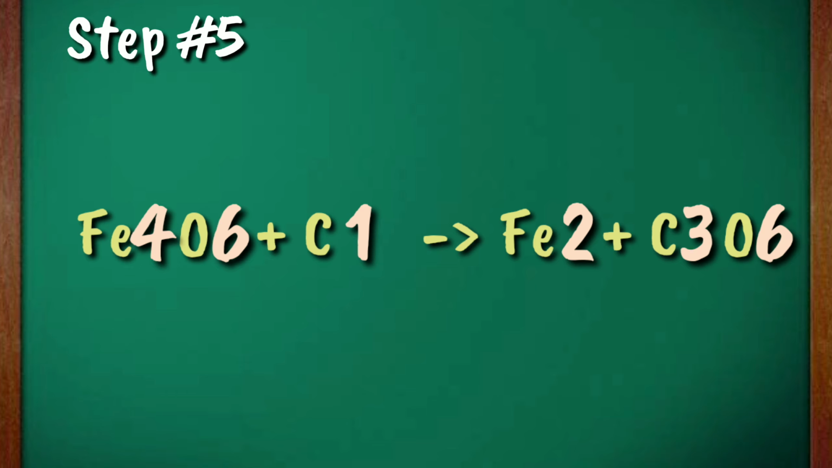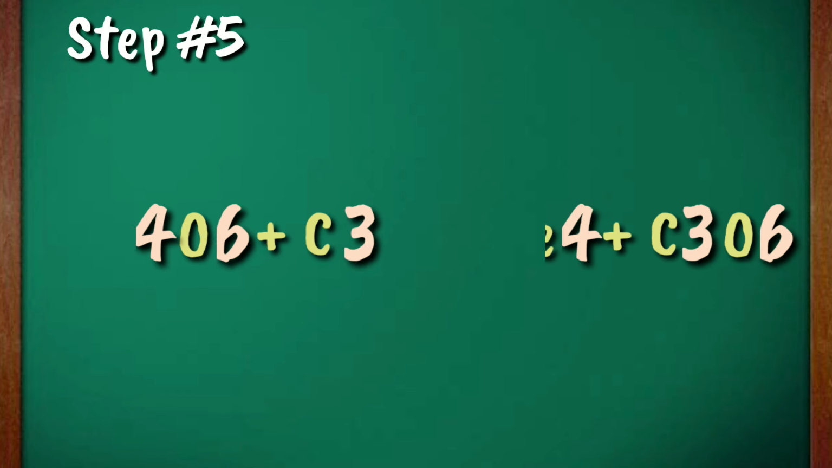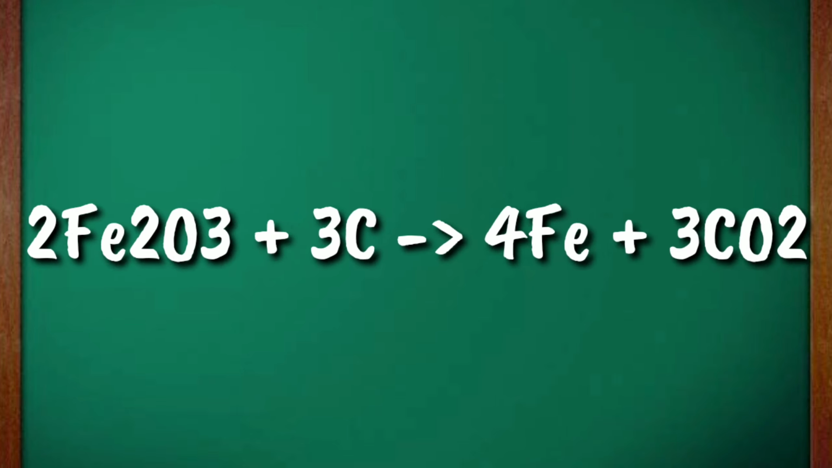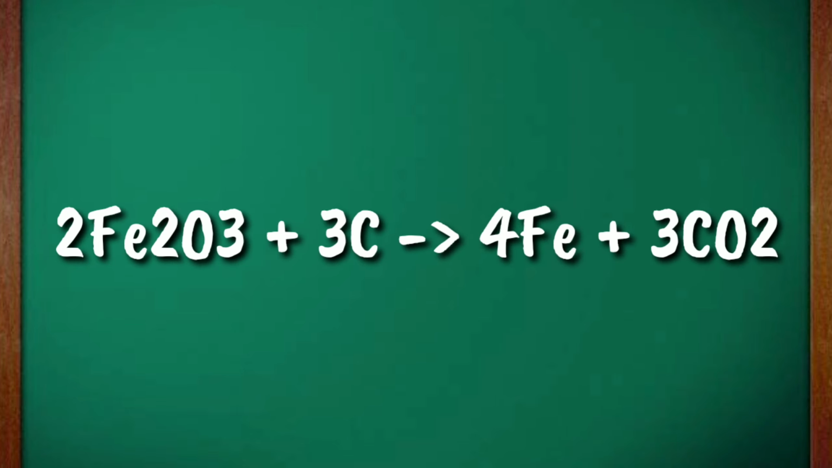Since we multiplied 2 to the oxygen in the reactant side, iron is now unbalanced. We must also multiply 2 to the iron in the product side. And since we multiplied 3 to the oxygen in the product side, there are now 3 carbon atoms, and we must also multiply 3 to the carbon atom in the reactant side. And there you have it. You now have the equation balanced.